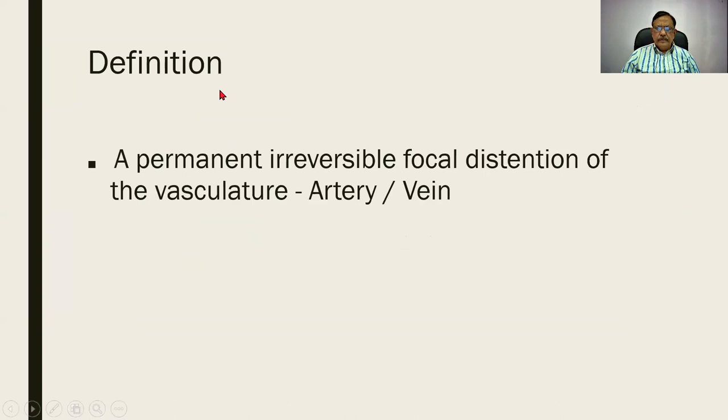The definition. Always some D's are important in pathology: the definition, the description, the diagram, the delineation, and the comparisons. These are all important. An aneurysm is a permanent, irreversible focal distension of the vasculature, which might mean artery or vein.